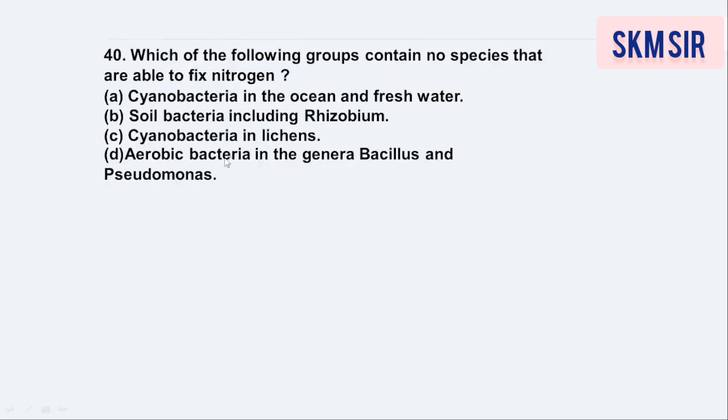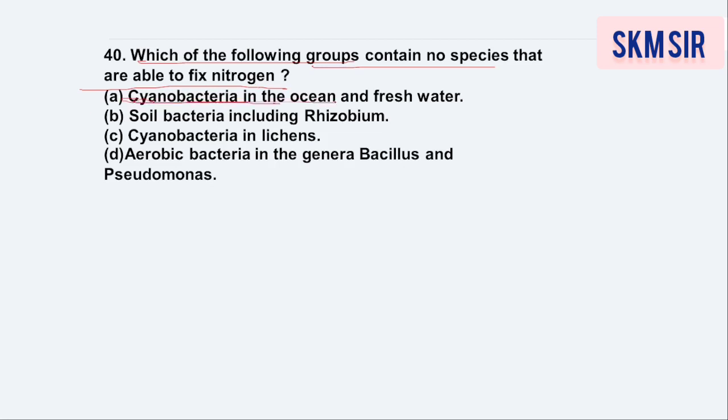Now the last question of this session. Which of the following groups contain no species that are able to fix nitrogen? So you need to find out which group does not fix nitrogen. Sorry, let me read out the question very clearly. Which of the following groups contain no species that are able to fix nitrogen? Yes, that is the same meaning. You need to choose the option in which those species are present which cannot fix nitrogen.